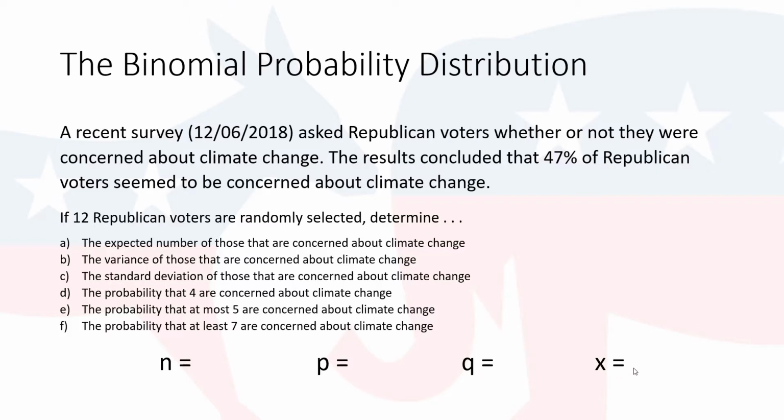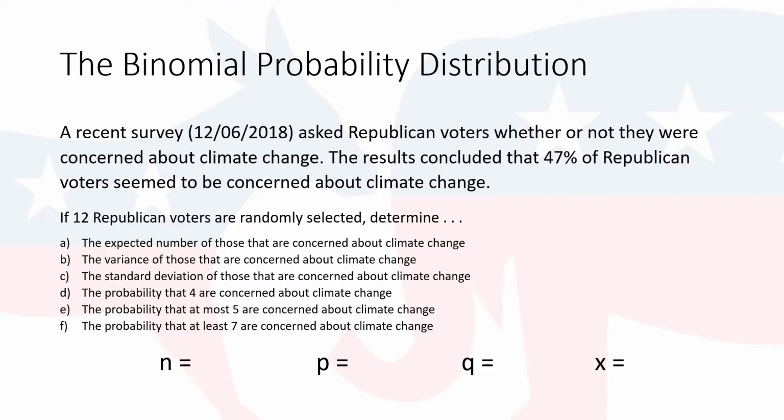X is going to be 0, 1, 2, 3, 4, and 5. Because at most 5 means no more than 5, but it could be 0, it could be 1, it could be 2, it could be 3, it could be 4, it could be 5.